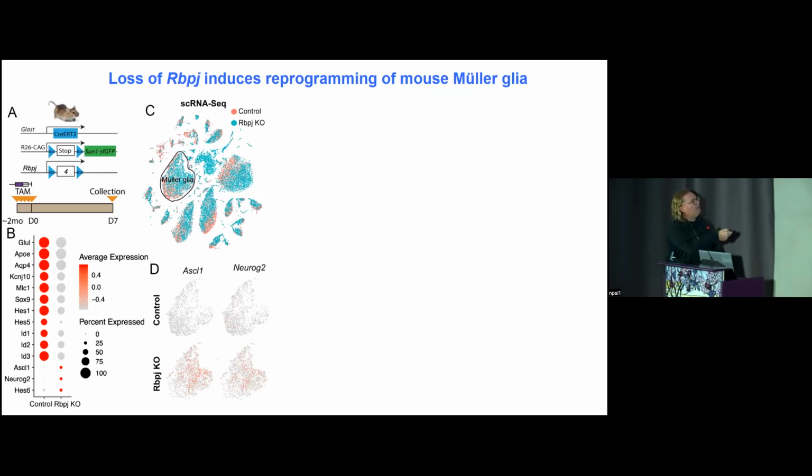Again, selectively in Müller glia with a GLAST-CreER, at the same time labeling these cells with the Sun1-GFP. So if we induce and then chase for 7 days, these are the Müller glia in control and RBPJ mutants. They're essentially overlapping populations, but there are some big changes in gene expression. First, we see that genes that are specific to resting Müller glia, such as glutamine synthetase and aquaporin-4, are all downregulated in mutants, as are Notch target genes, such as HES1, HES5, and ID1 through 3. Conversely, neurogenic bHLH factors, such as ASCL1, NEUROG2, and HES6, are upregulated.